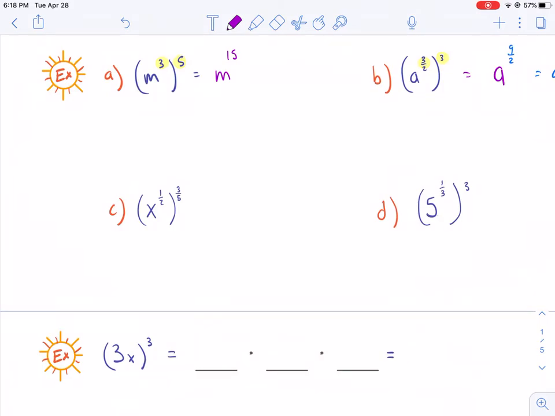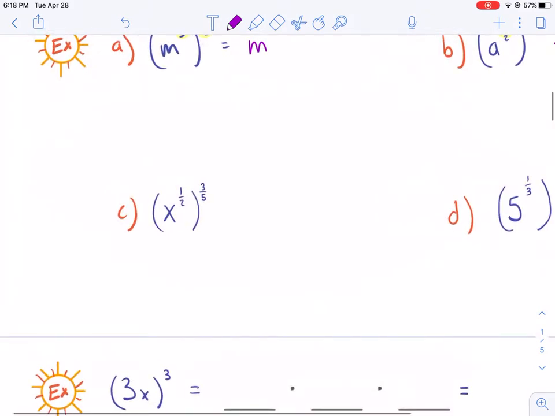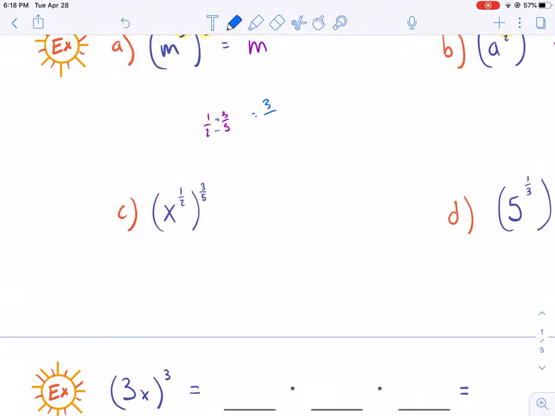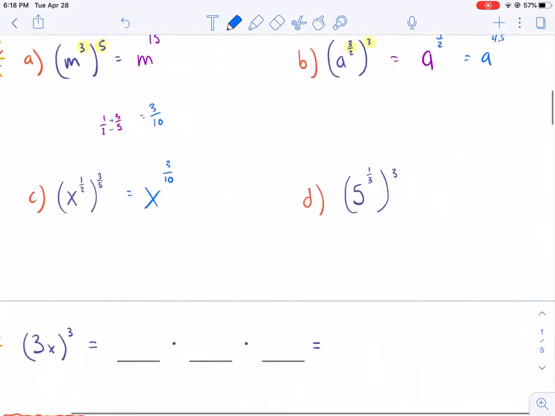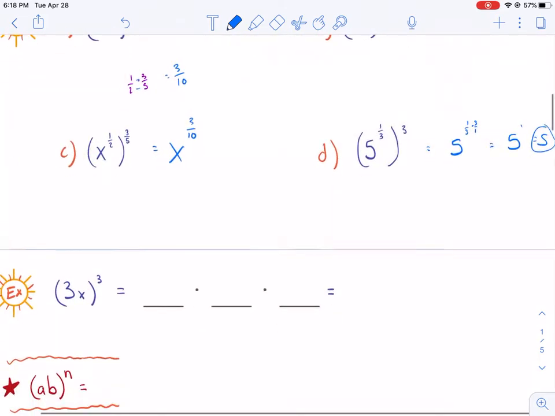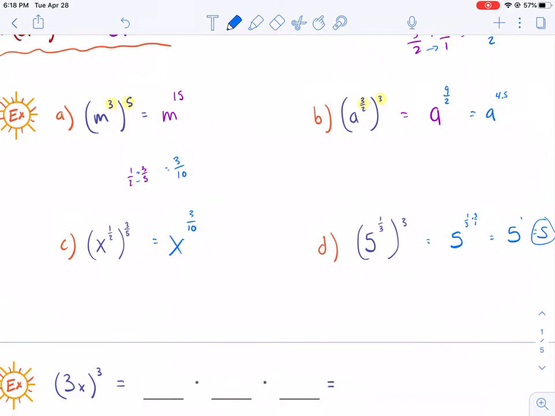Here we have x to the 1/2 raised to the 3/5 power. Again, you multiply the fractions, 1/2 times 3/5, bottom times bottom, top times top. We get 3 over 10, so it's equal to x to the 3 over 10 power. And then finally, we have 5 to the 1/3 raised to the 3rd power, or cubed. There's another way to say it. So that's the same thing as 5 to the 1/3 times 3 over 1, which is equal to 5 to the 1st power, or just 5. Okay? That was kind of a whirlwind example, but it's the same principle each time.